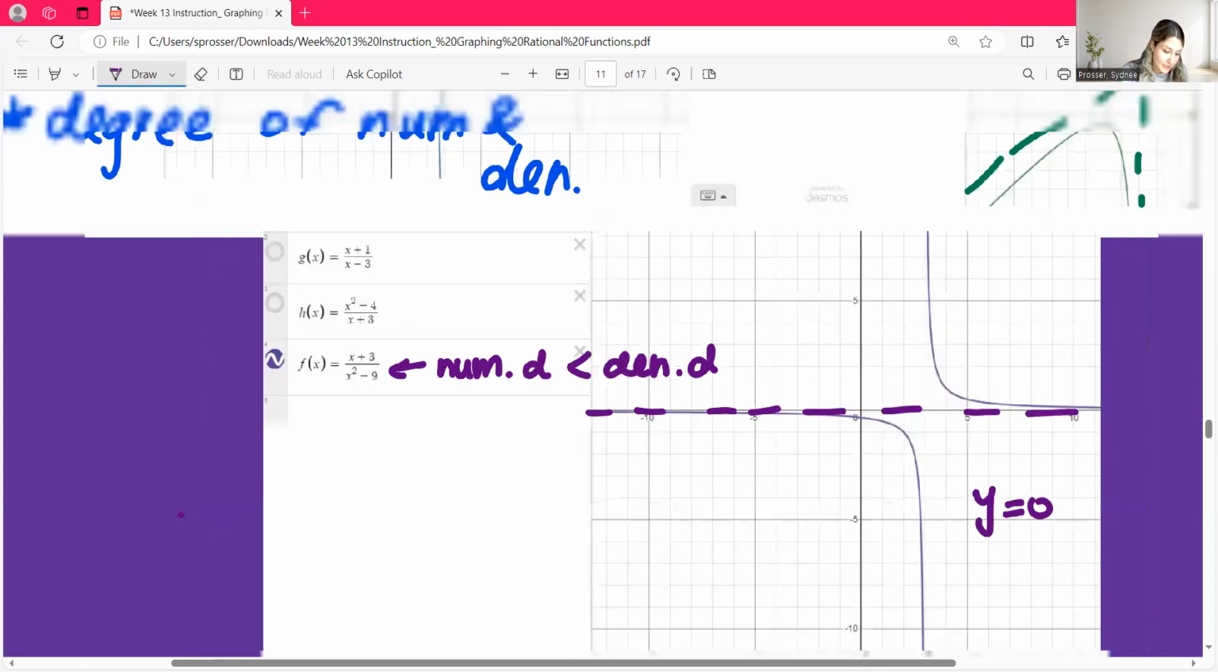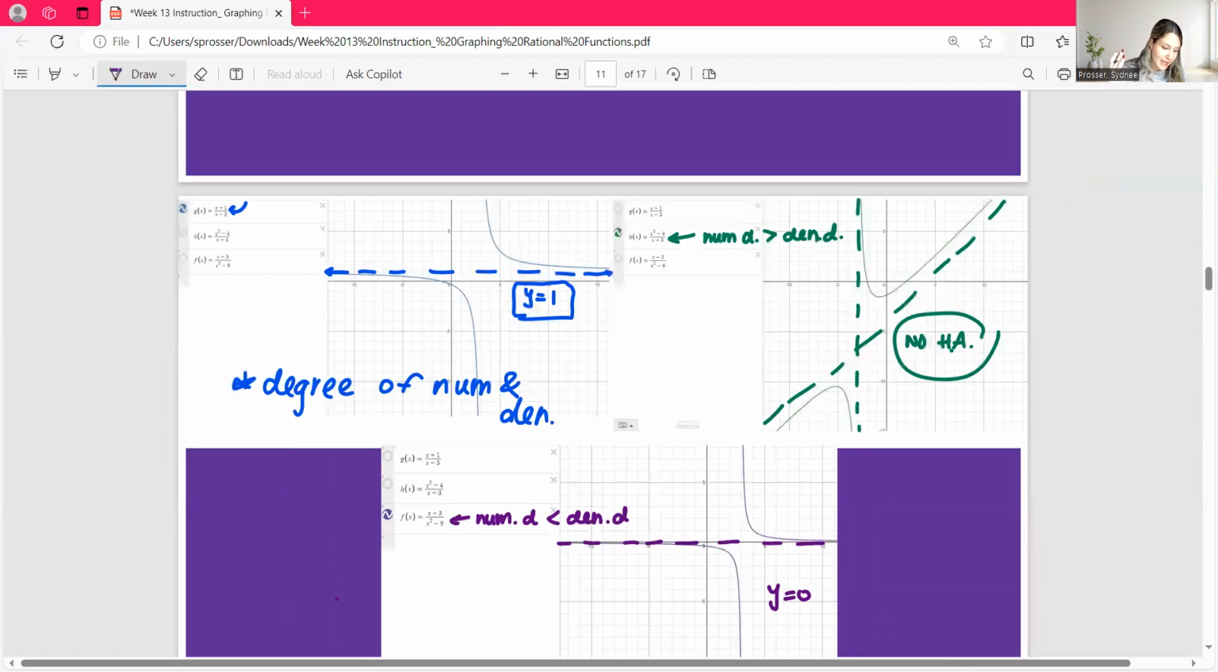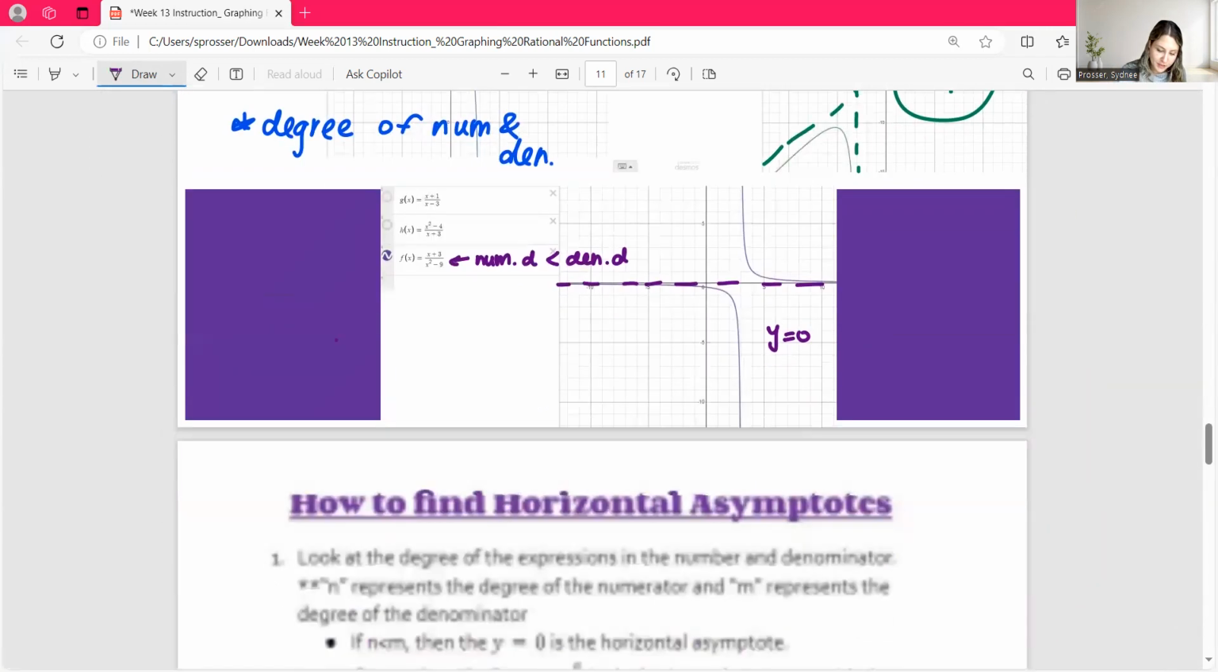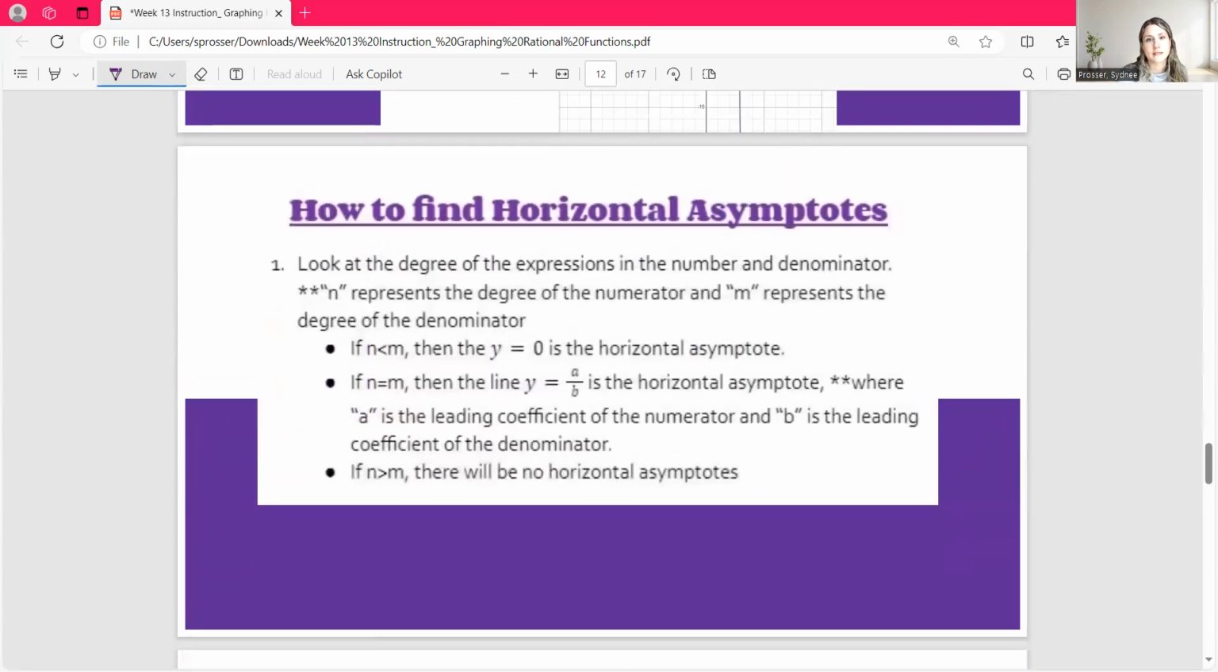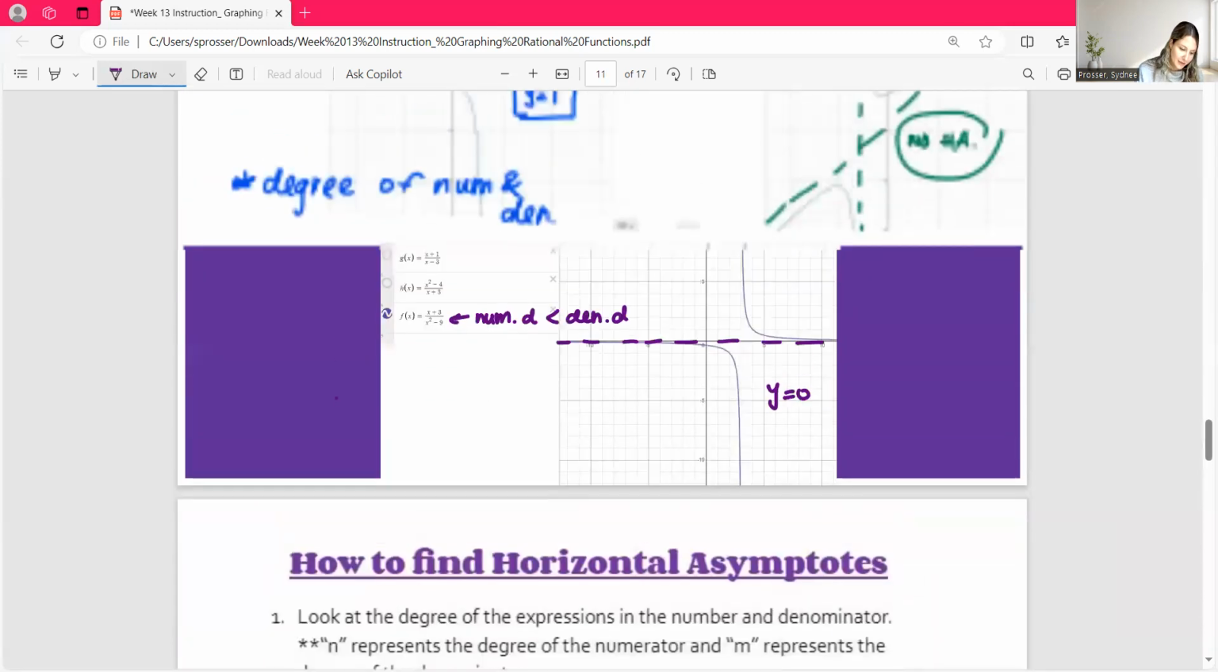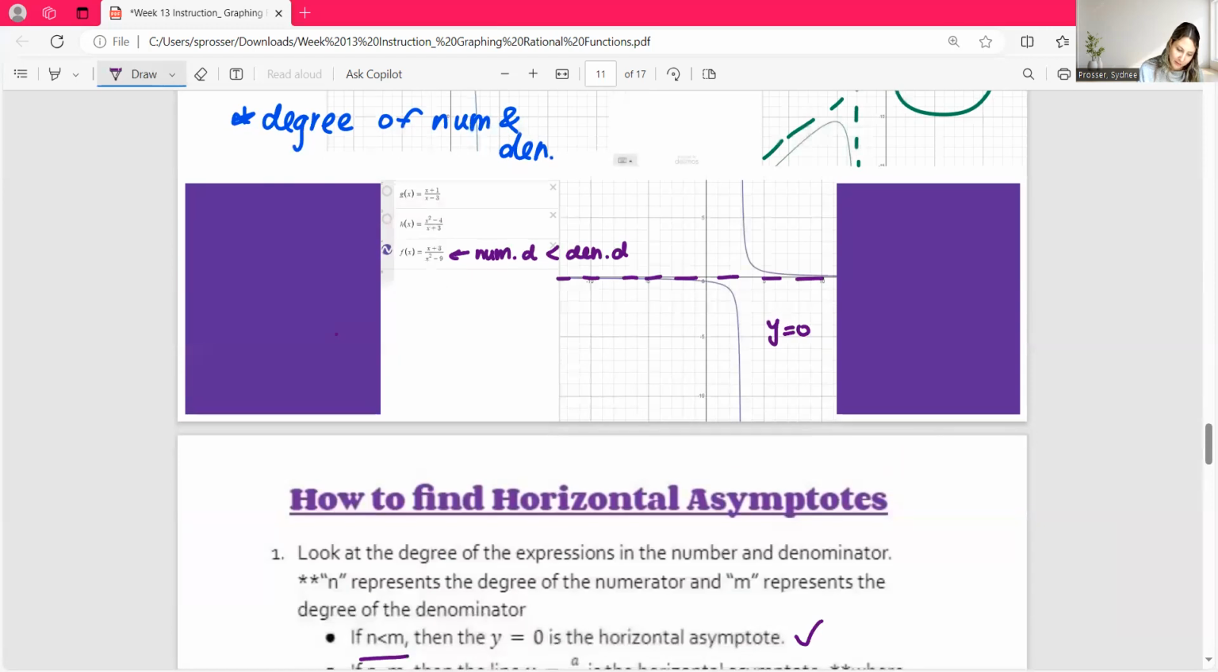And those are our rules here, guys. We are looking at the degrees every time, the degree of the numerator and the degree of the denominator, and there are 3 different cases. Look at the degree of the expressions in the numerator and denominator. We write n to represent the degree of the numerator and m to represent the degree of the denominator. The first possibility is that the numerator degree is less than the denominator degree. When it's less than, y equals 0 is the horizontal asymptote. That's what we said in that purple graph.